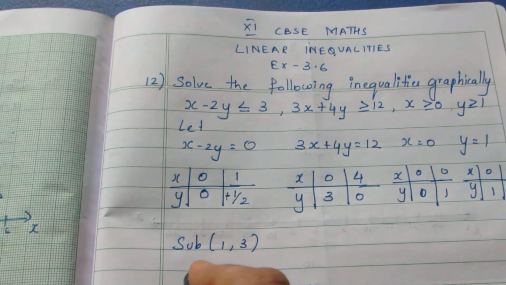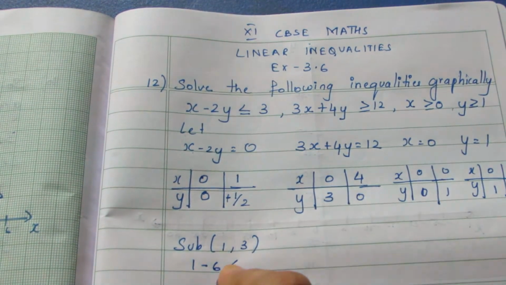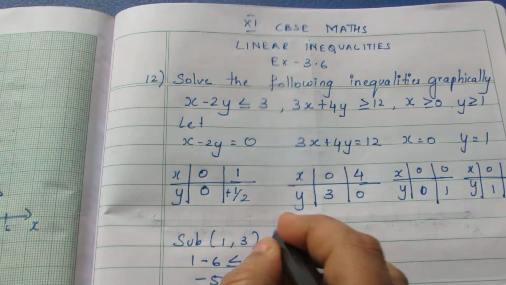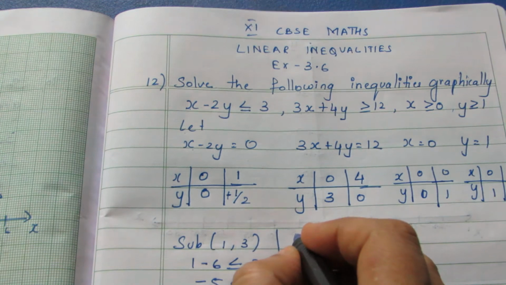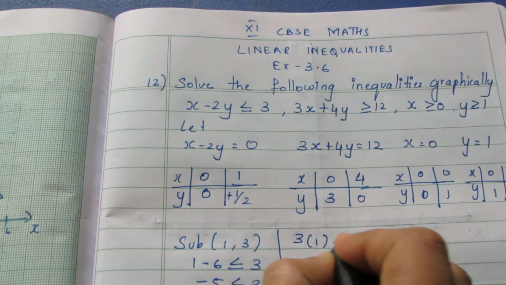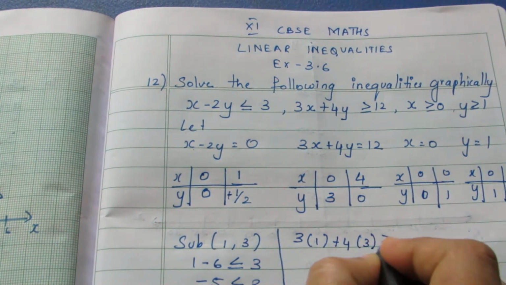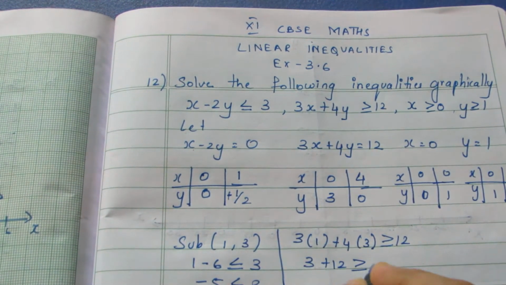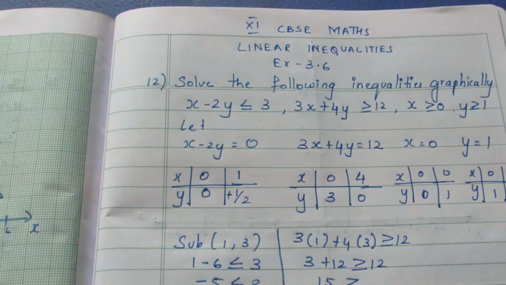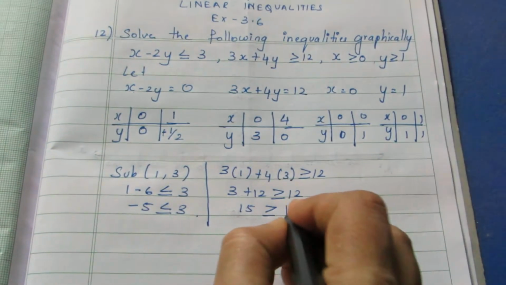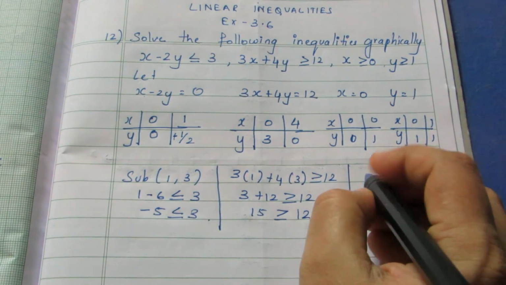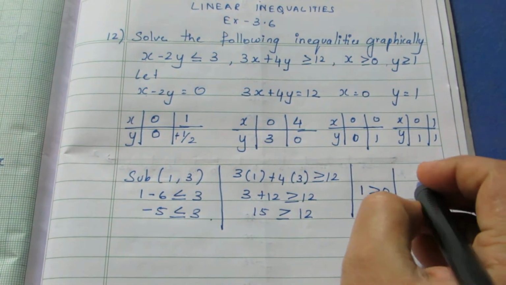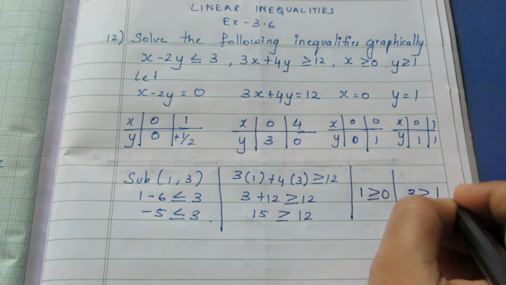In the first case, 1 minus 3 twos are 6, so minus 5 is less than or equal to 3. For the second one, 3 into 1 plus 4 into 3 is 3 plus 12, which is 15, greater than or equal to 12. In this case 1, 3: 1 is greater than or equal to 0, and 3 is greater than or equal to 1.